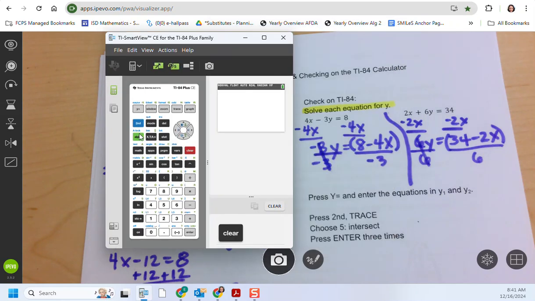And then I'm going to go down and I have parentheses 34 minus 2x. Close parentheses, and then divided by 6.